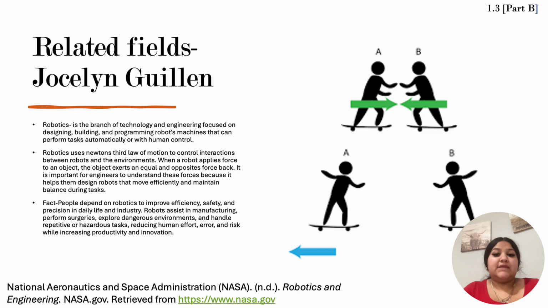When a robot applies force to an object, the object exerts an equal and opposite force back. It is important for engineers to understand these forces because it helps them design robots that move efficiently and maintain balance during tasks. People depend on robotics to improve efficiency, safety, and precision in daily life and industry. Robots assist in manufacturing, performing surgeries, and exploring environments that handle repetitive or hazardous tasks, reducing human effort, error, and risk while increasing productivity and innovation.